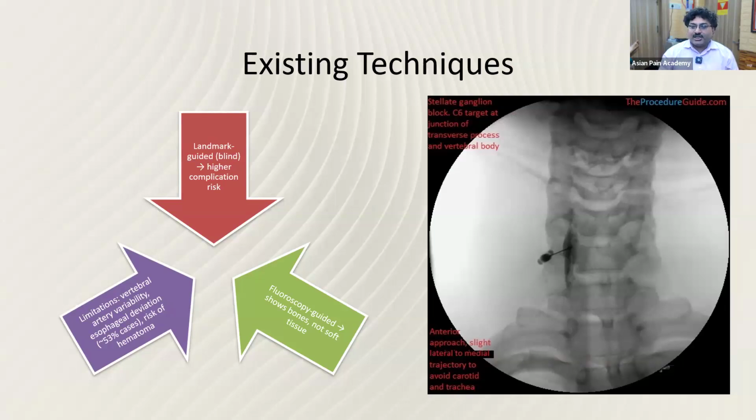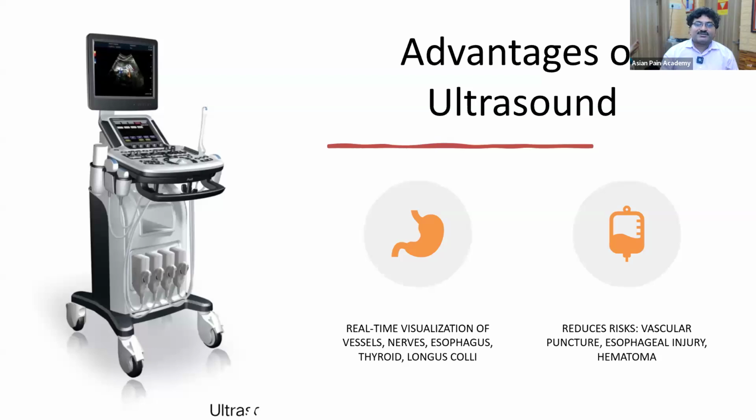So fluoroscopic iodide is actually given as a little solution, but that was not enough. So it has the limitation that it can actually cause vertebral artery injury. There are chances we can accidentally go into the esophagus, which may occur in approximately 53% of cases, and there are risks of hematomas if you are puncturing any artery, for example, carotid or vertebral. So that problem was there with the existing techniques.